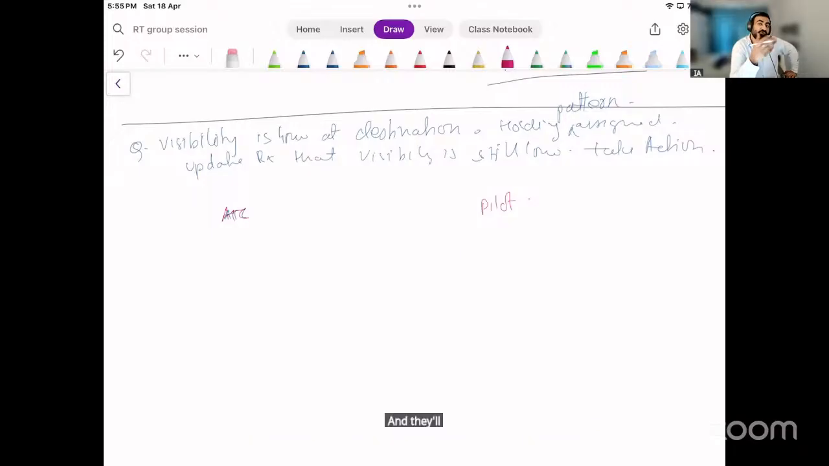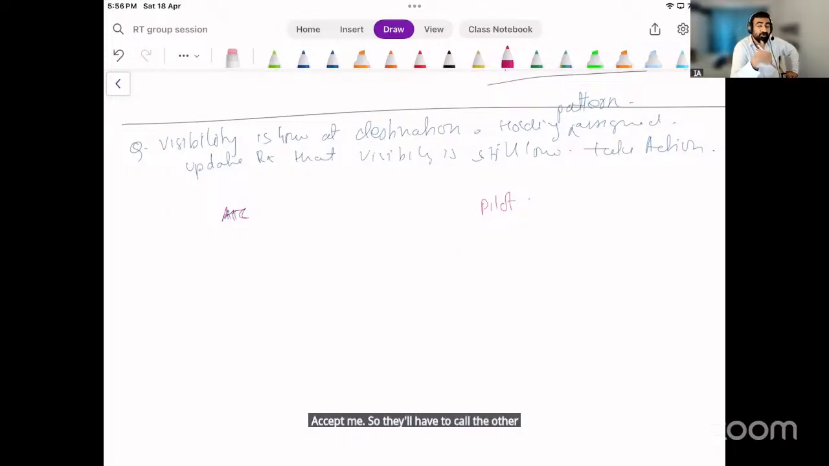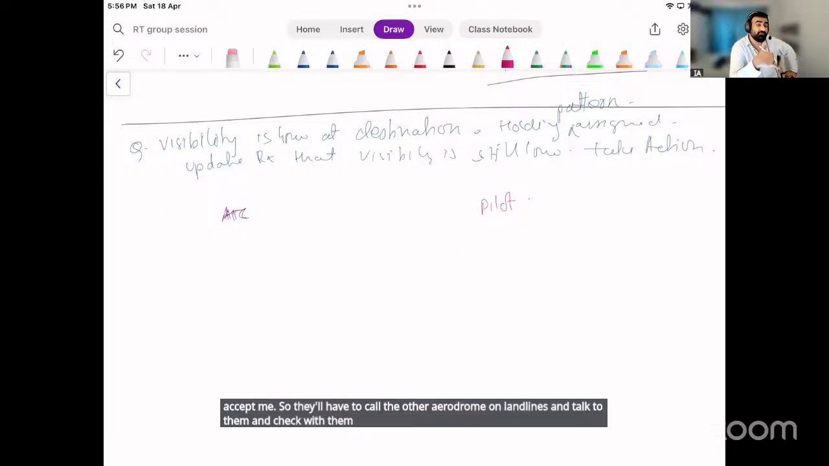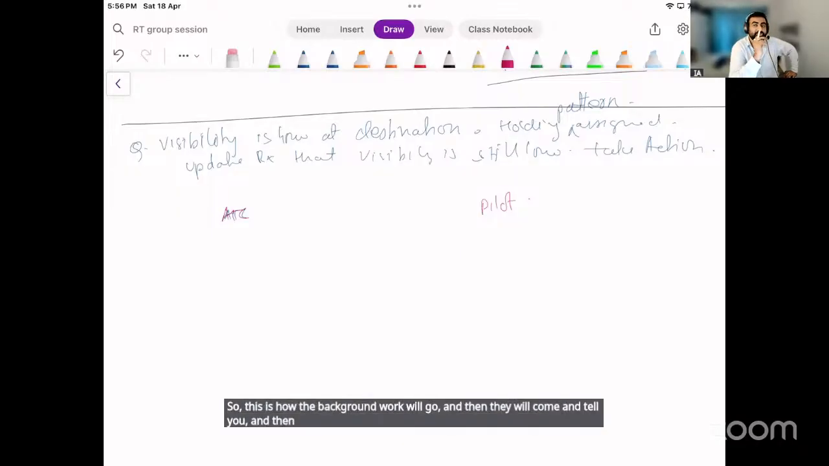And they'll be like, you have two available aerodromes, one is there, one is here. Where would you like to go? I'll be like, is it possible to obtain weather for those two places? If the weather is great, then I can go to the nearest one, provided they will accept me. So they'll have to call the other aerodrome on landlines and check with them if they're able to handle traffic. Can they handle emergency traffic or traffic that might run out of fuel because they already have low endurance? They'll be like, yeah, send it, or don't send it. If they say don't send it, then they'll say this is not available, let's try the other one. So this is how the background work will go, and then they will come and tell you, and you'll say okay, I'll come here.